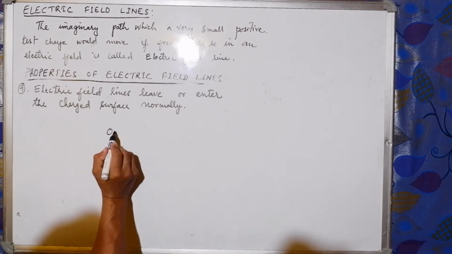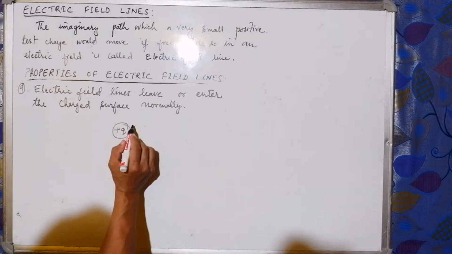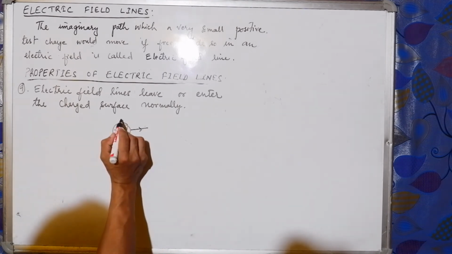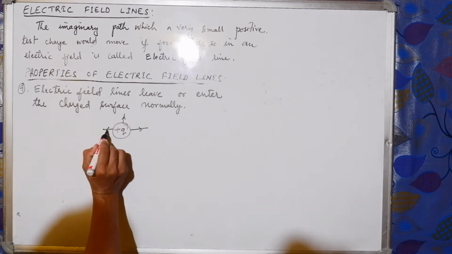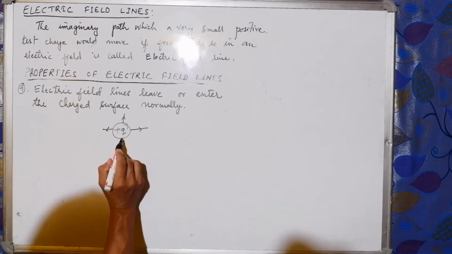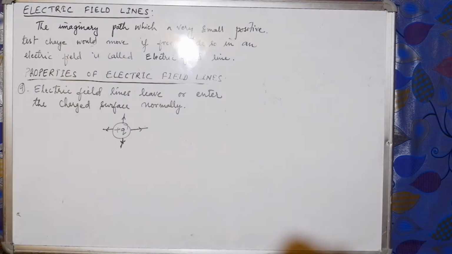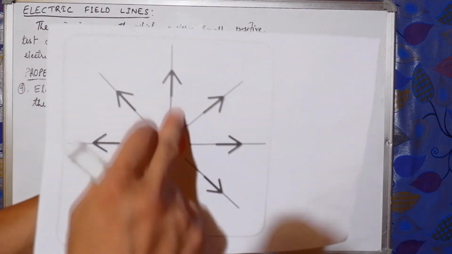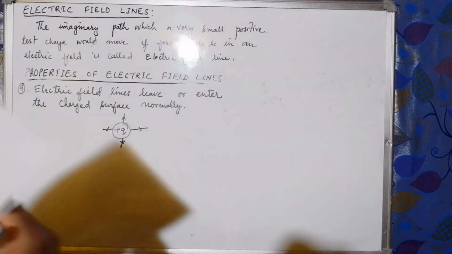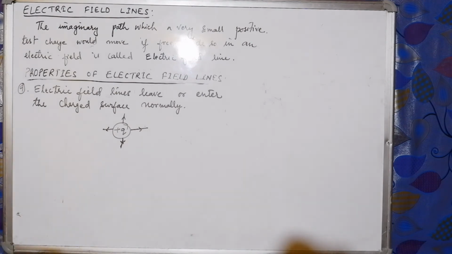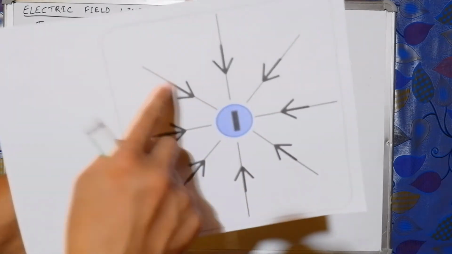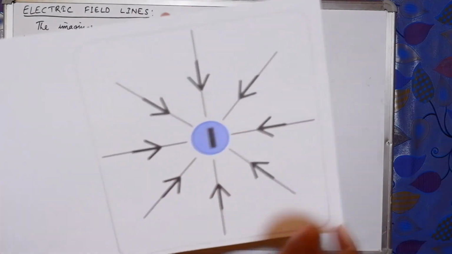So for example, if we have plus Q here like this, the electric field lines will come out normal to the surface like that. Normal to the surface, like we have seen in this case. They will come out normal to the surface. Also, if it is a negative charge, they will enter normal to the charge surface like that, perpendicular to the charge surface.